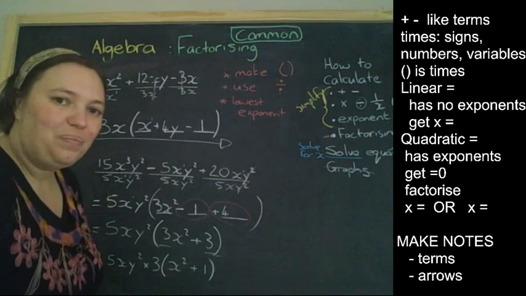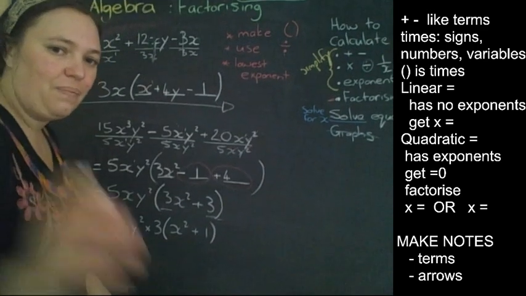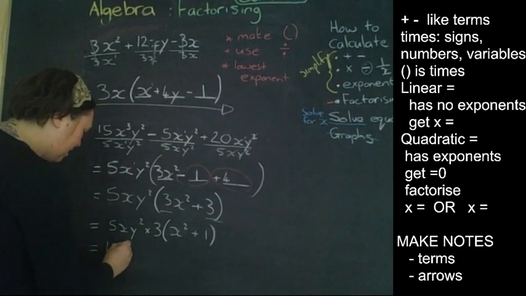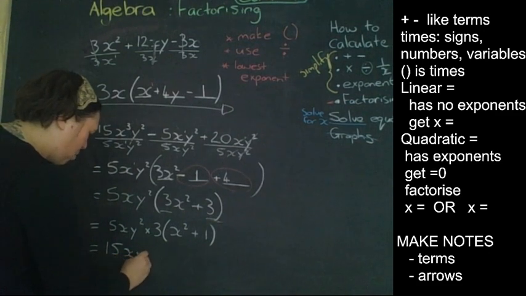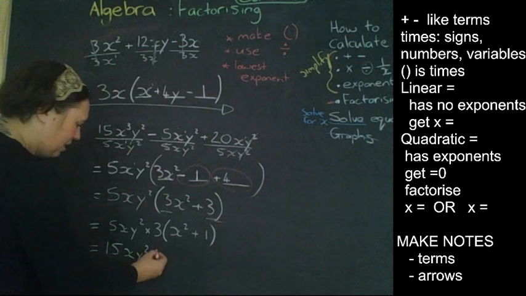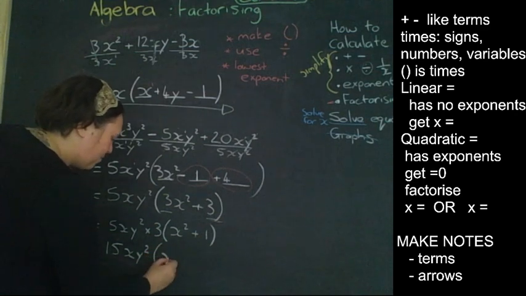So now, let me just move the screen a little bit. Here we've got 15xy squared, because 5 times 3 is 15. And in our brackets, we've got x squared plus 1.